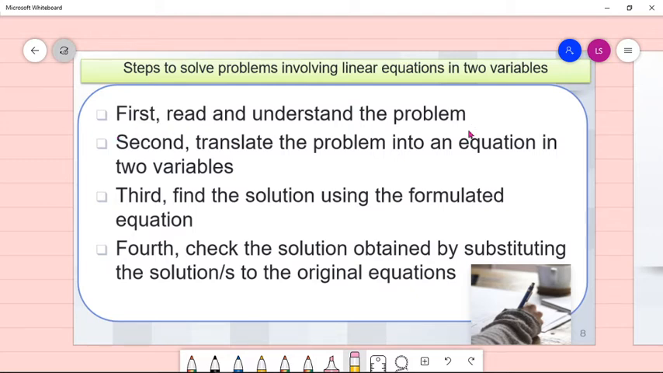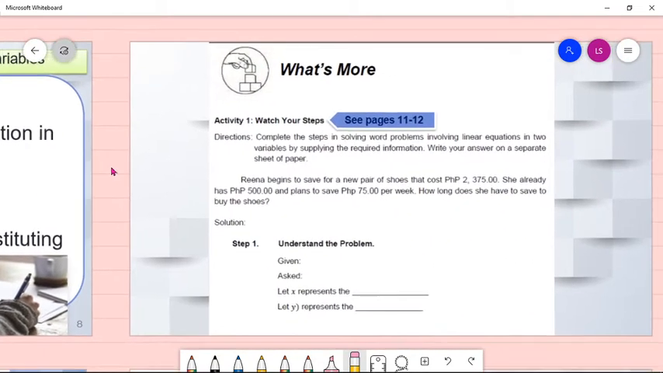First is read and understand the problem. Second, translate the problem into an equation in two variables. Third, find the solution using the formulated equation. And fourth, check the solution obtained by substituting the solution or solutions to the original equations.